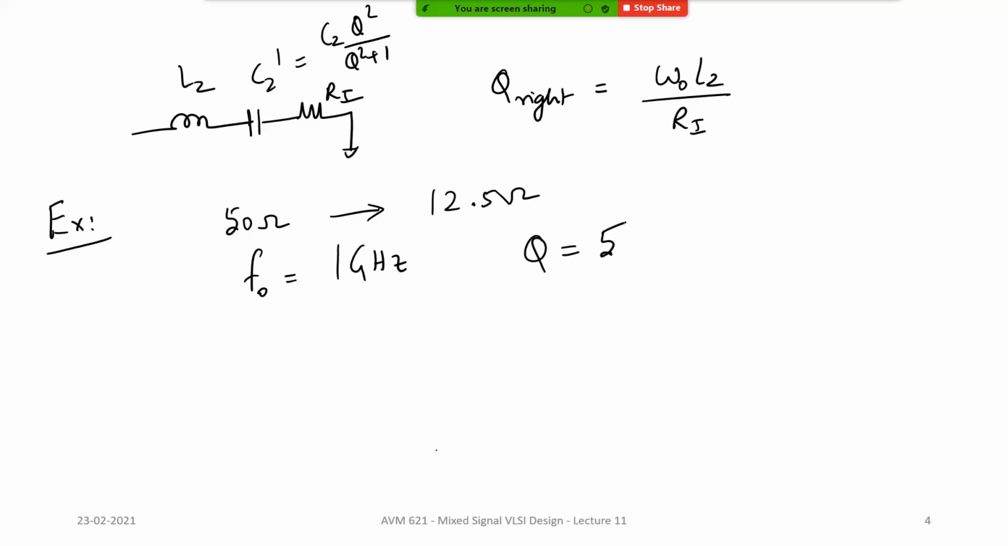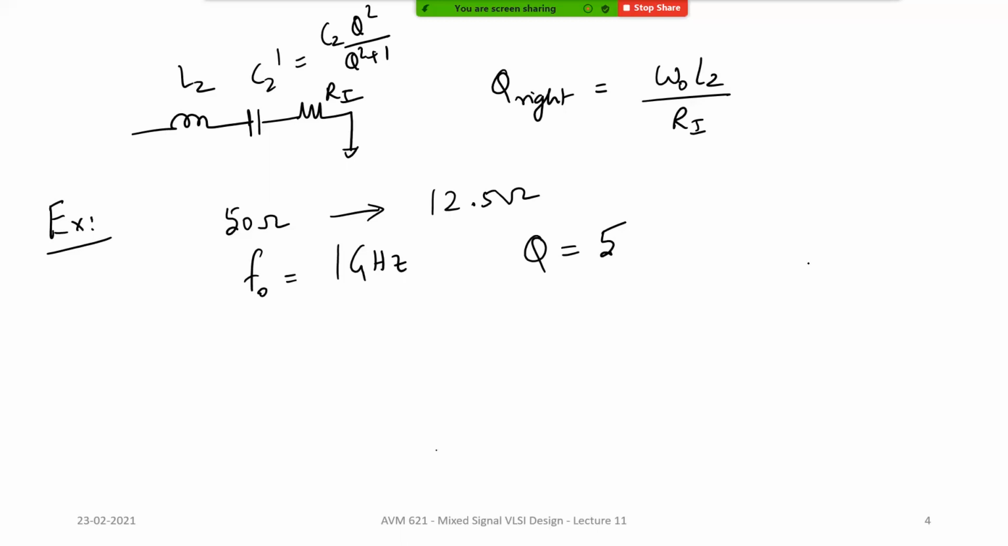Because I have a pi match network, I have 3 degrees of freedom, which means I can specify the impedance transformation ratio, the center frequency, and the Q of the entire network. Now I will just outline the procedure. I want you to attempt doing it. This will also be good from your exam point of view. So I want you to attempt solving it on your own and see whether you are able to do it.